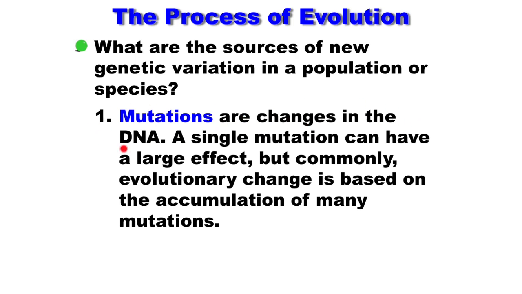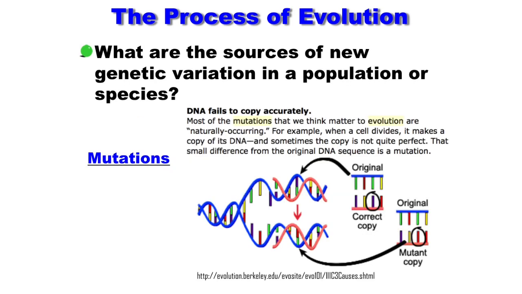Mutations are changes in the DNA sequence. A single mutation can have a large effect, but commonly evolutionary change is based on the accumulation of many mutations. I want to emphasize accumulation of many mutations. So how do mutations happen? Usually it is just a normal process of cell division, and most of the mutations that we think matter to evolution are naturally occurring. For example, when a cell divides, it makes a copy of its DNA, and sometimes the copy is not quite perfect. That small difference from the original DNA sequence is a mutation.